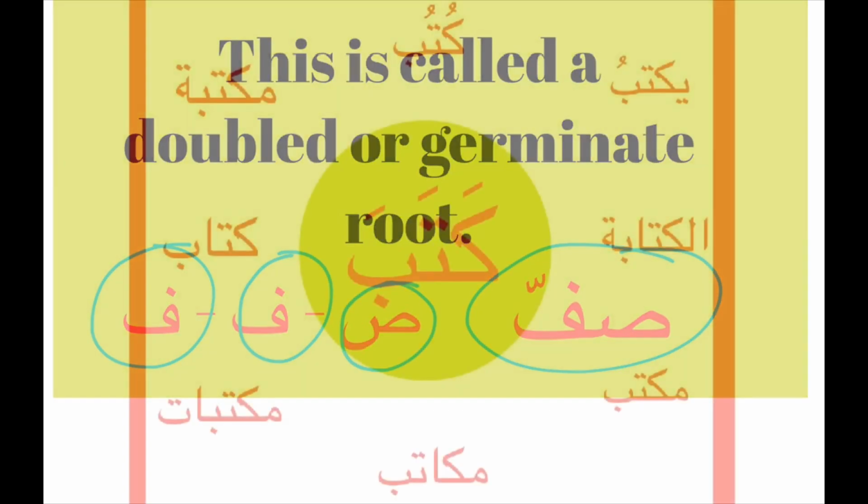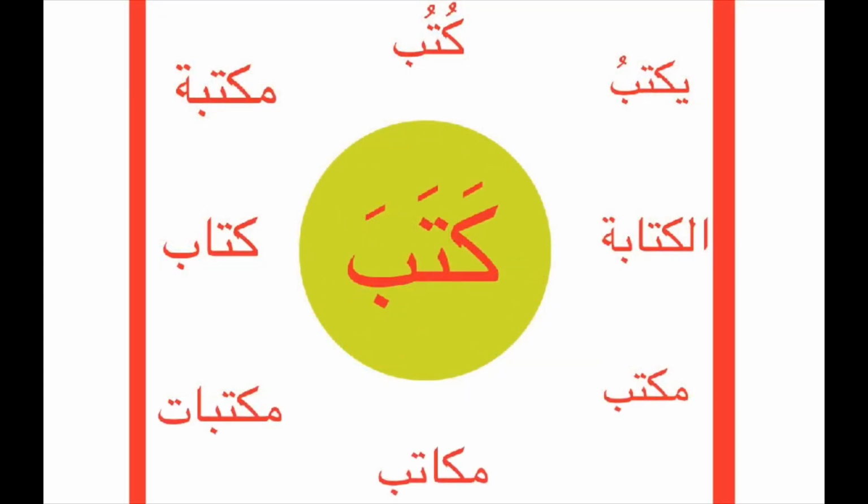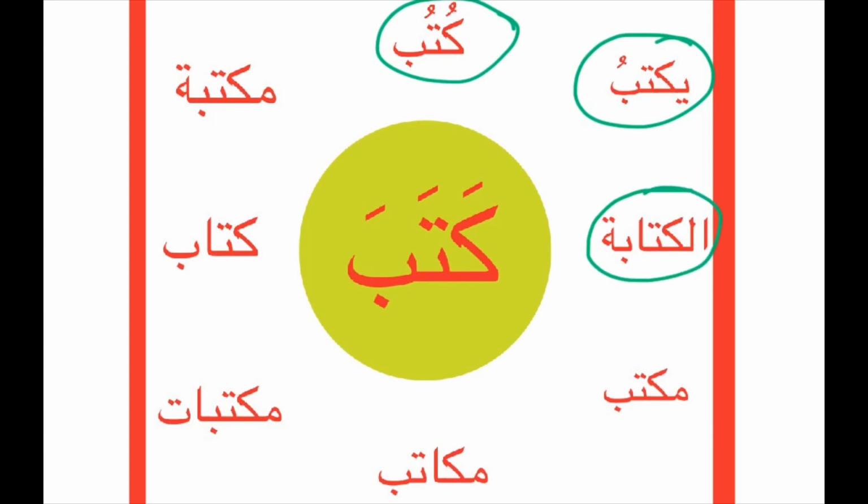It's a geminate root. Let's look at the root kaf, ta, and ba. Kataba. Kataba means to write, or he wrote. Now let's look at some of the words that we can extrapolate from the root kataba. From the root kataba, we can get kutub, which means books. Yaktubu, which means he writes. El-kitaba, writing.